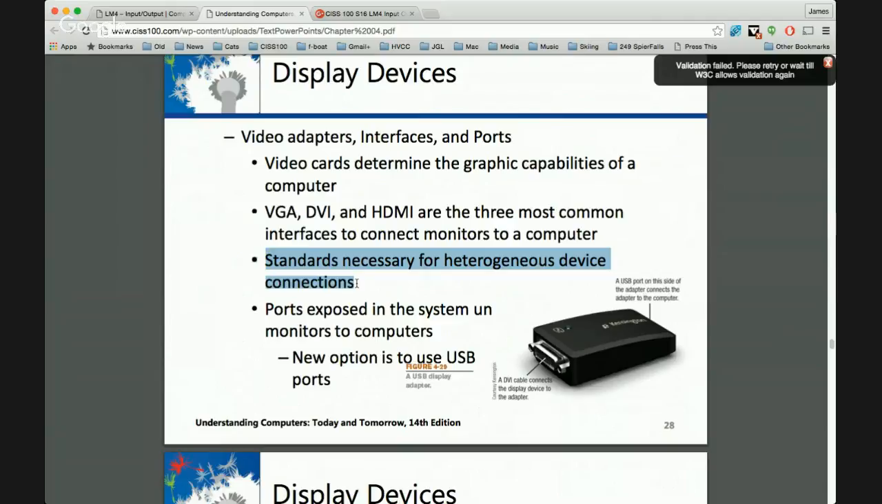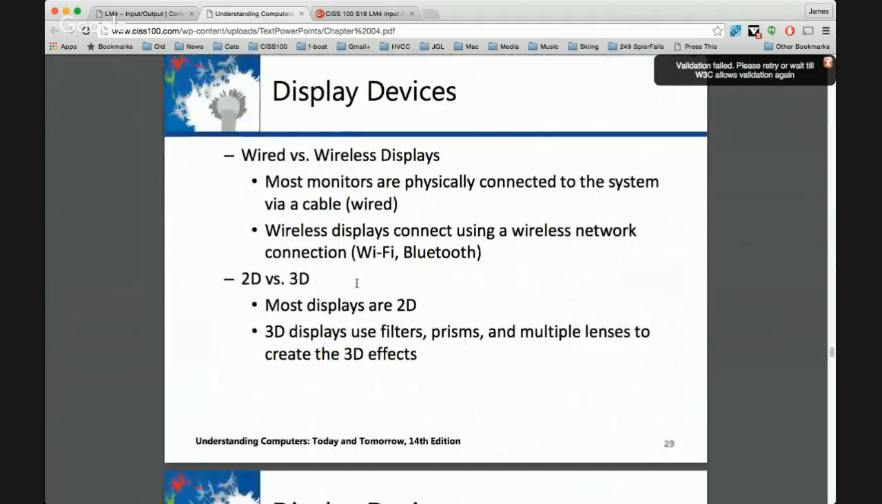On the Mac platform, they've moved to and are pushing more and more for Thunderbolt, which is a very high speed. Although USB, when you look at the latest USBs, and we saw this, the speeds are excellent. So I won't say anything else there. We're beginning to see wireless displays, which is nice.